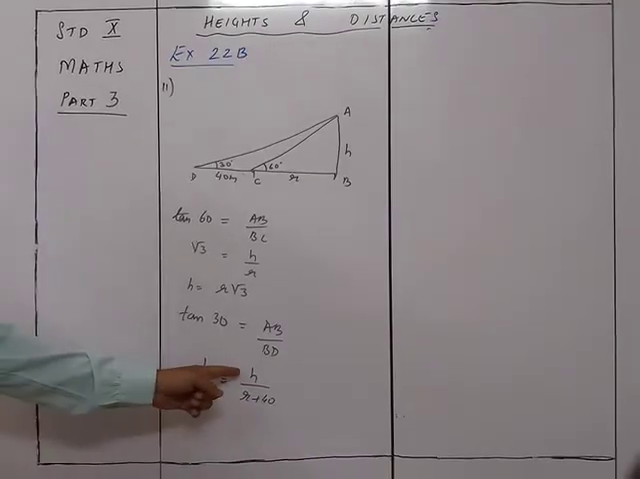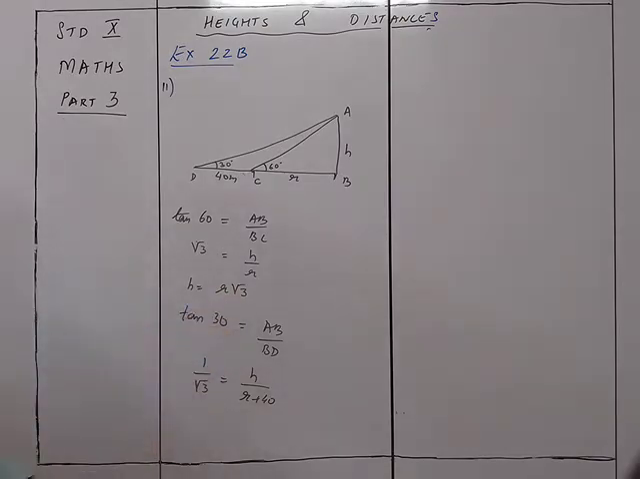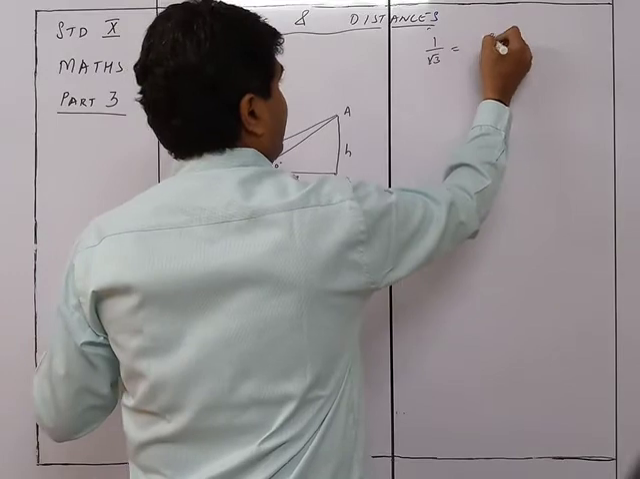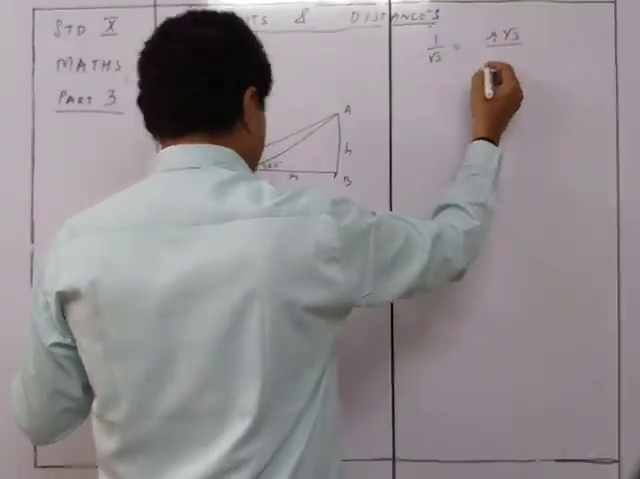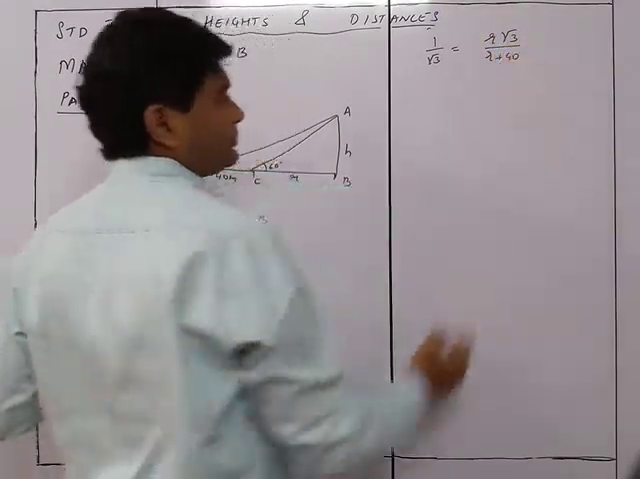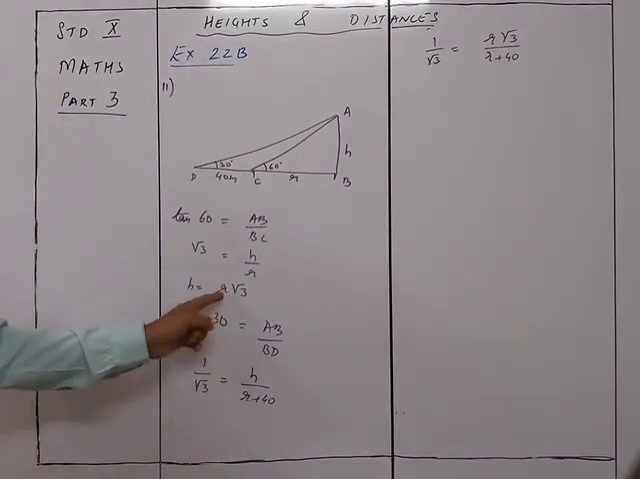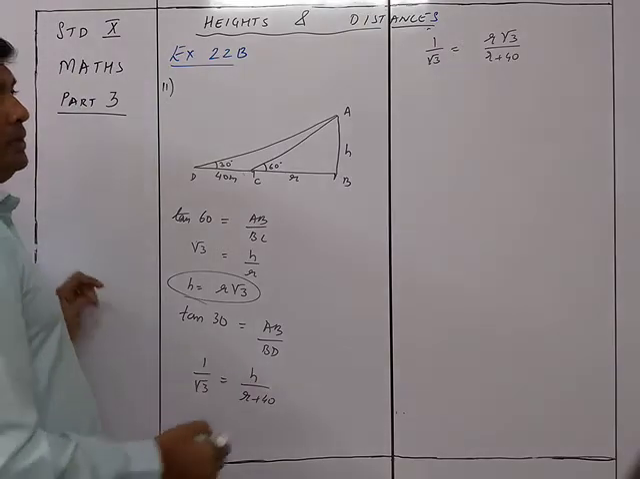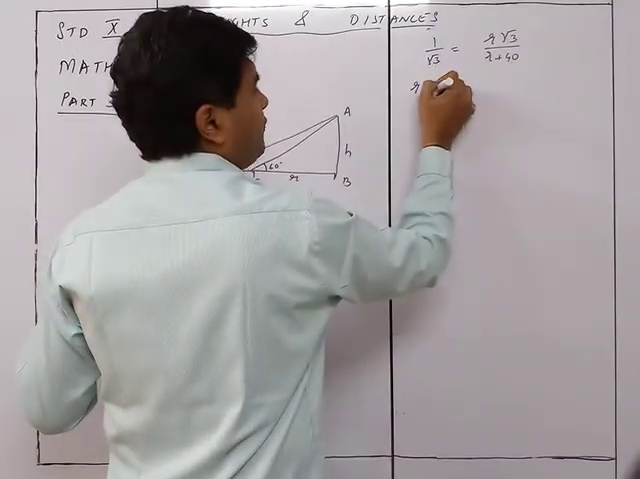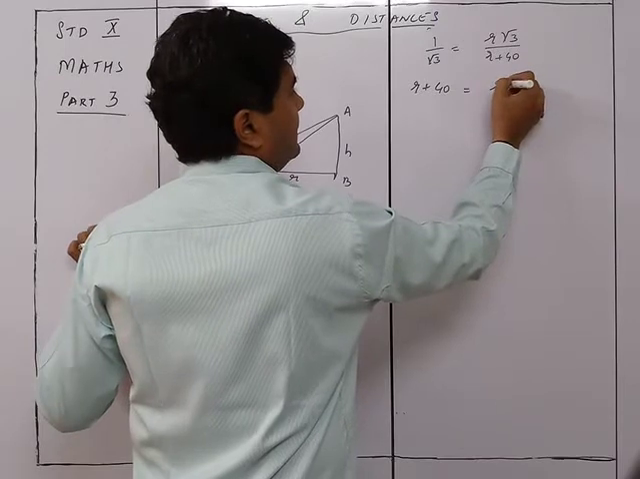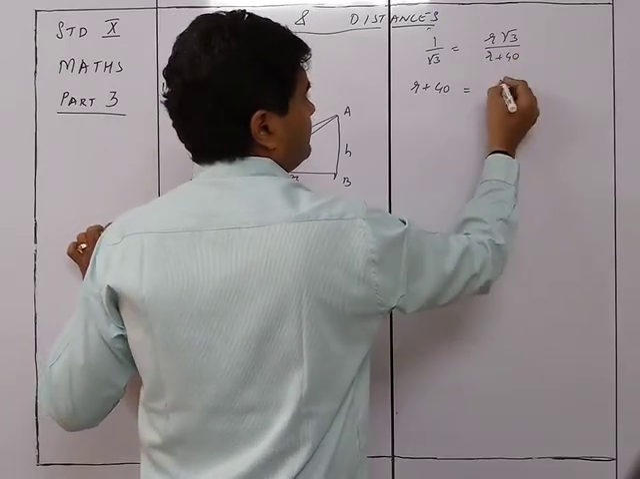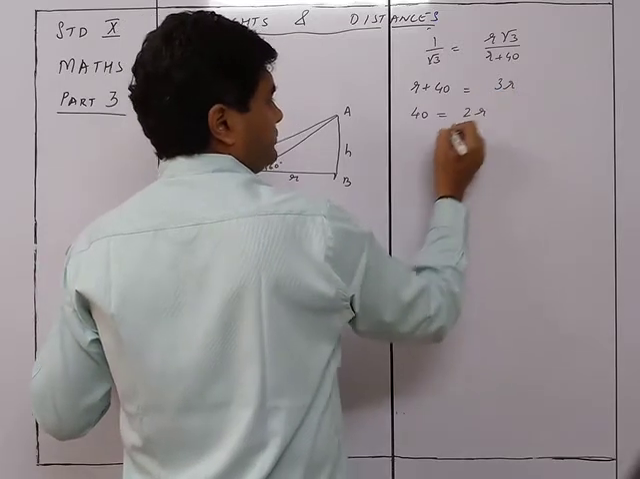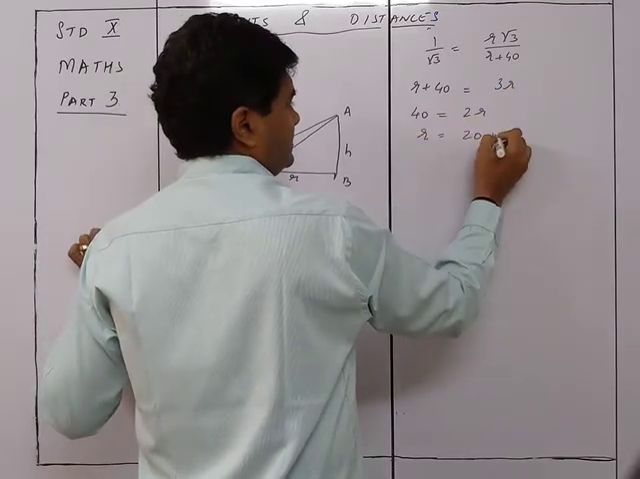You can substitute the value of H with root 3 R, so that will be 1 upon root 3 is equals to R root 3 upon R plus 40, right? H becomes this one. This is the value of H. We just substitute here. Cross multiply, we get R plus 40 is equals to R into 3. So it will be 3R. So 40 is equals to 3R minus R, that is 2R. So R is equals to 20 meters.